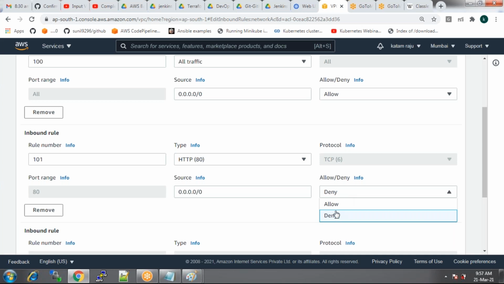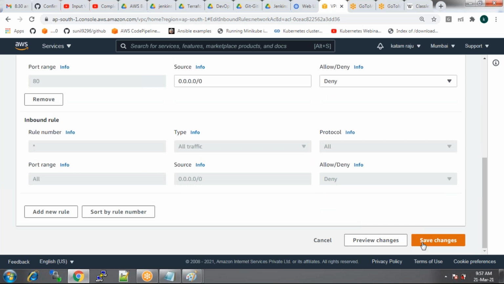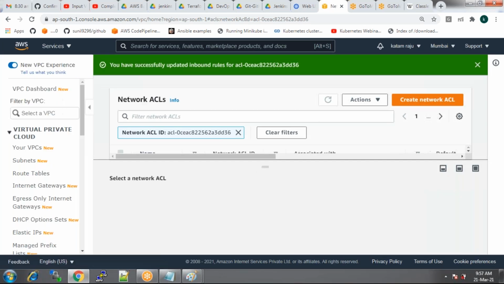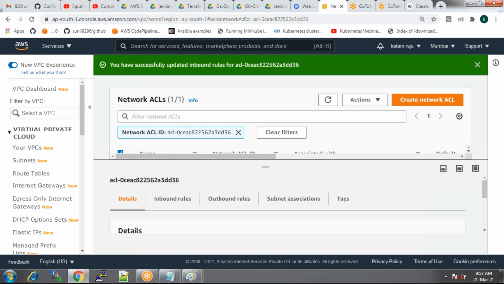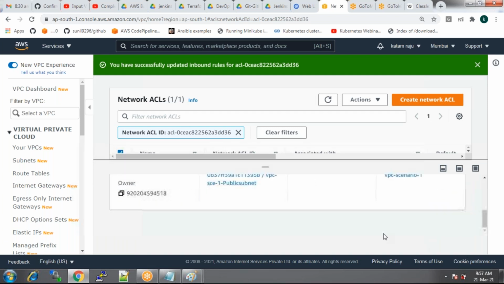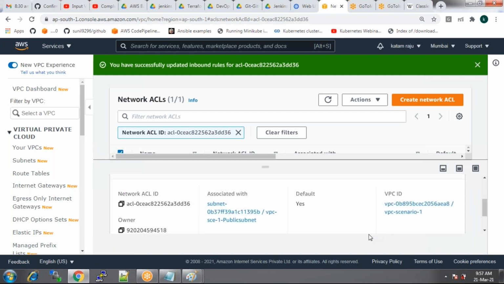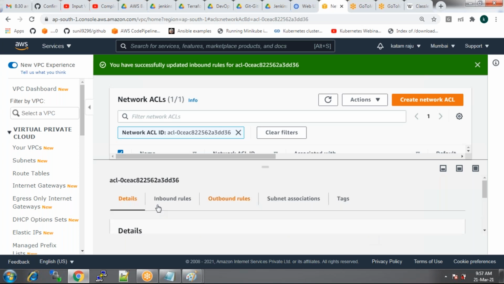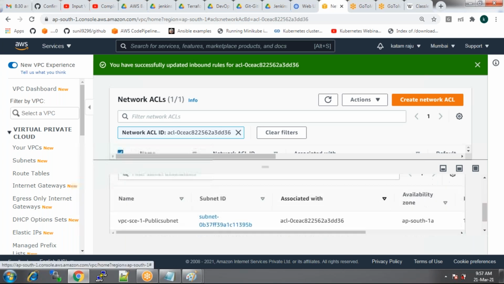So you can go with deny. Then you set them up, you save. Now you have deny rules also set up. Now you can check the subnets associated with it. That's a subnet which is associated, which is a public subnet. So you see what is happening.